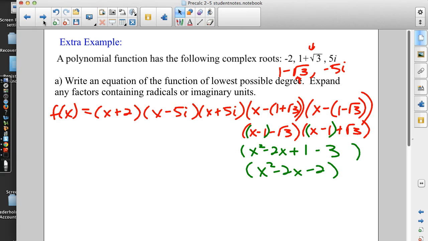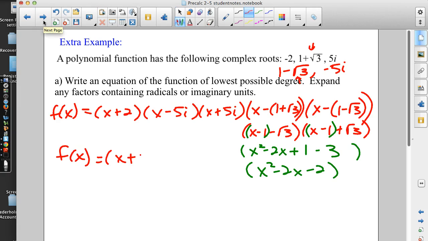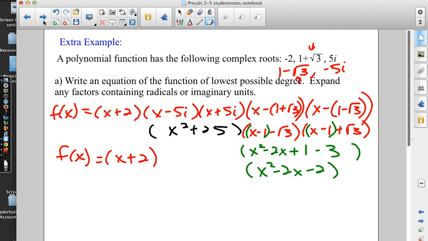All right, bring back the rest of it. Let's simplify x minus 5i times x plus 5i. What do you get if you simplify that? x squared plus 25. Oh, that's not matching up here.